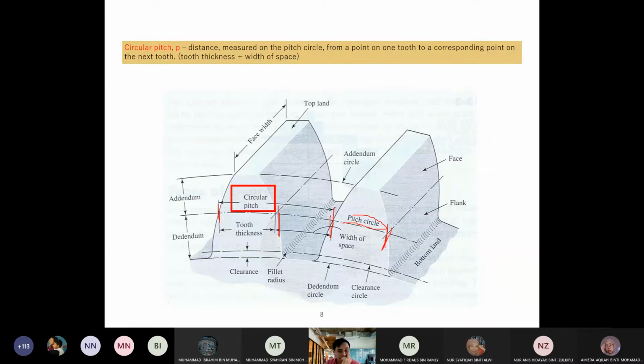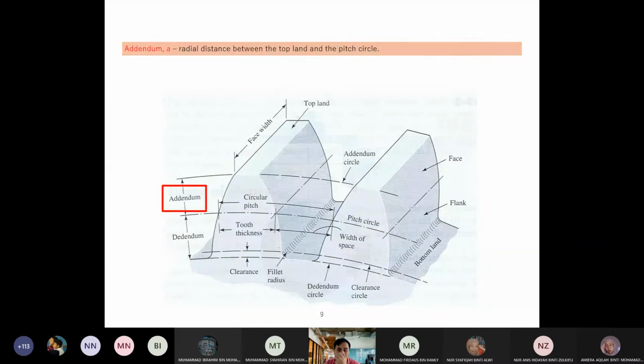Next, about addendum. Addendum is the area from the pitch circle to the top land. We call it addendum. This is the addendum circle. Penting addendum circle ni because addendum circle ni where the contact takes place. The first contact of the gear happens at the addendum circle sebenarnya.